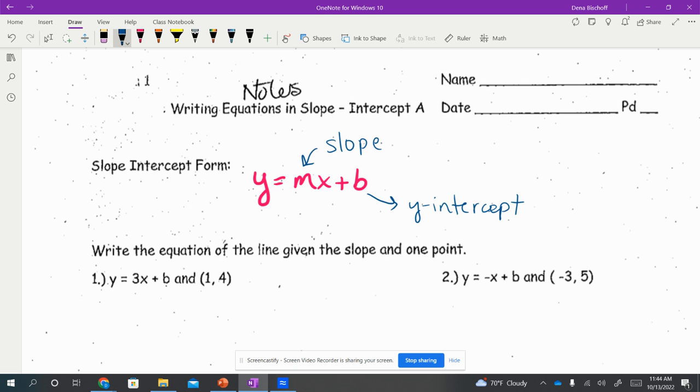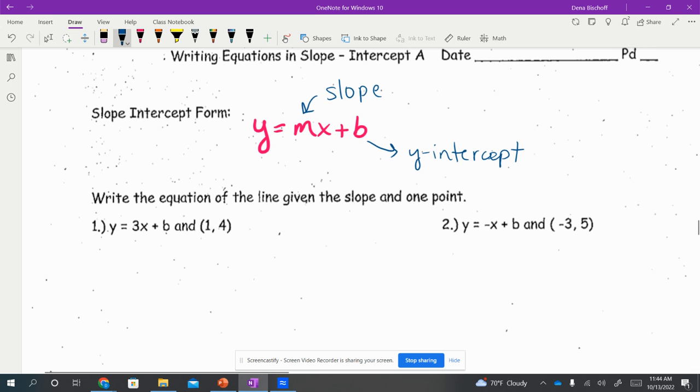So we're going to write an equation given the slope and the point. So if you look at this equation right here, this is my slope. Does everybody see that? Because it's right attached. It's right next to the x. So my slope is 3. The only other thing that I'm given here is an ordered pair. I don't know what the y-intercept is.